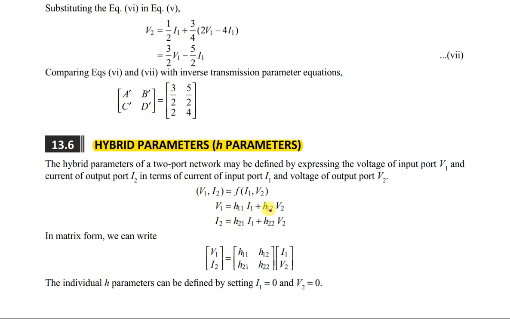Now, in order to find H12 and H22, I1 should be 0. I1 belongs to the input side in the two-port network. You can refer to my previous videos on Z parameters, where I explained this in detail. In order to make I1 equal to 0, you have to open the input side. When you make the input side open, I1 becomes 0, so those two terms become 0. Then H12 is equal to V1 by V2. It is a ratio of voltage by voltage, the reverse voltage gain. Similarly, H22 is I2 by V2. I2 is a current and V2 is a voltage, so it is an admittance.